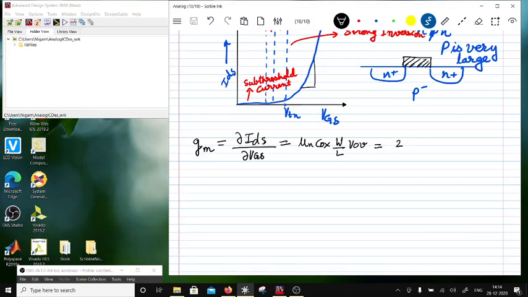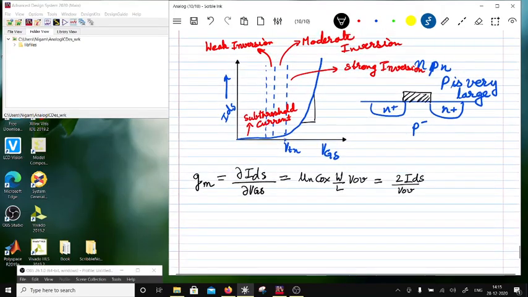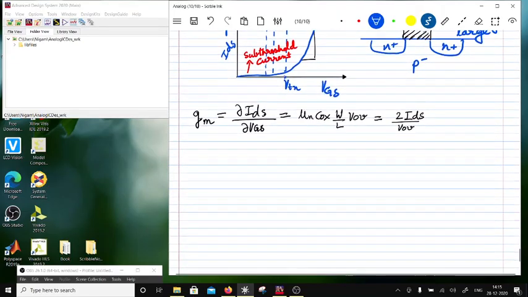So it will be twice ID divided by V over time. So that would be the relation. So this is the transconductance of the device, the slope of this transfer characteristics. That's called transconductance.